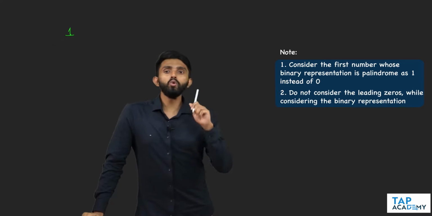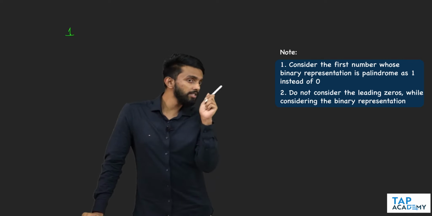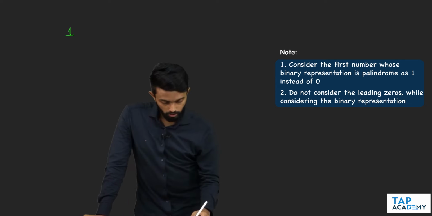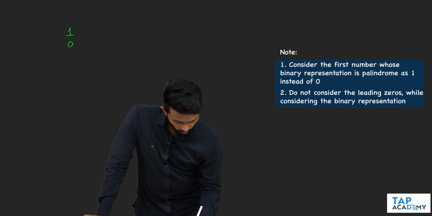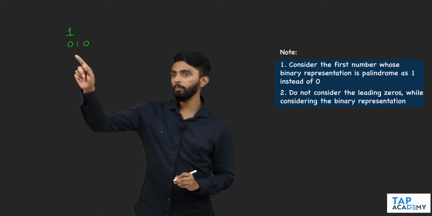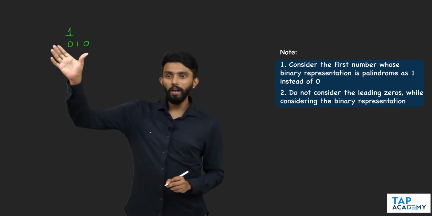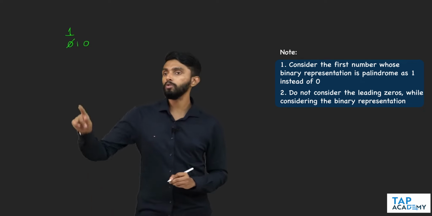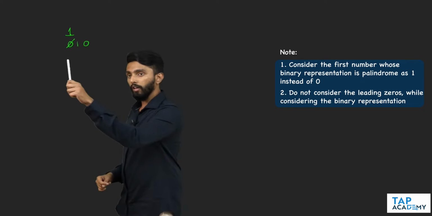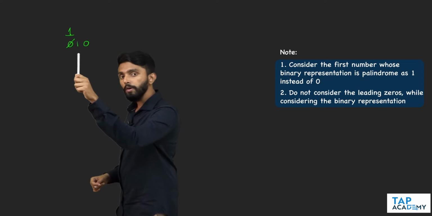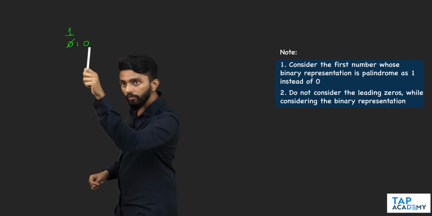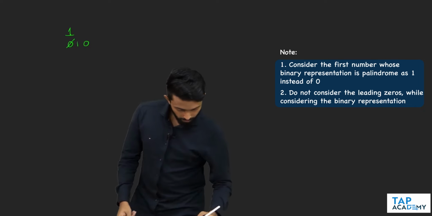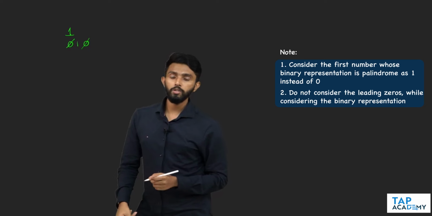Second note says, do not consider the leading zeros while considering the binary representation. Now, this is a very important note because you guys know that this is also a palindrome, guys. 100% this is a palindrome, right? This is a palindrome, I agree, but he's telling leading zeros you cannot have, it seems. You cannot have leading zeros. Now, if I cannot have this as a 0, if this must be a palindrome, then if this is 0, don't you think even this has to be 0? If leading cannot be 0, obviously trailing also cannot be 0.